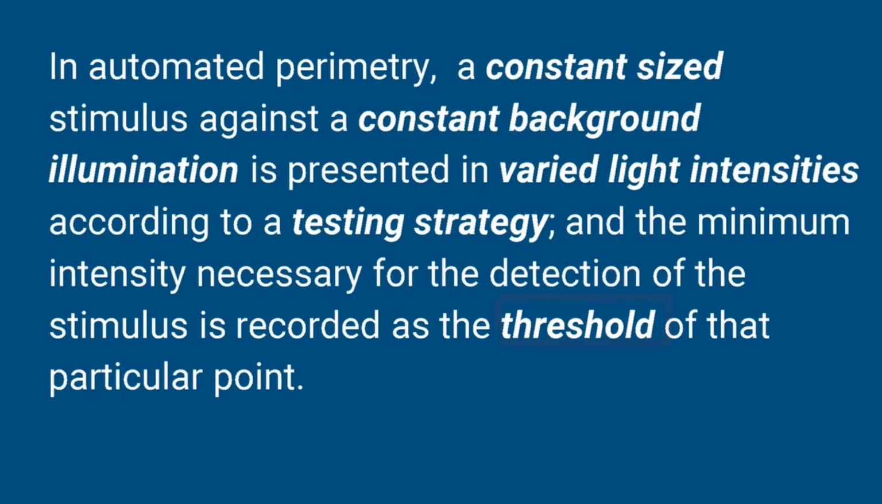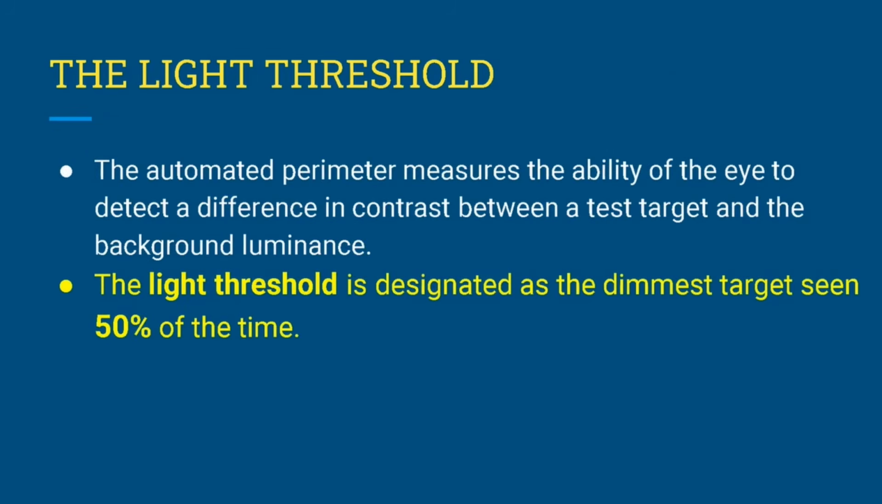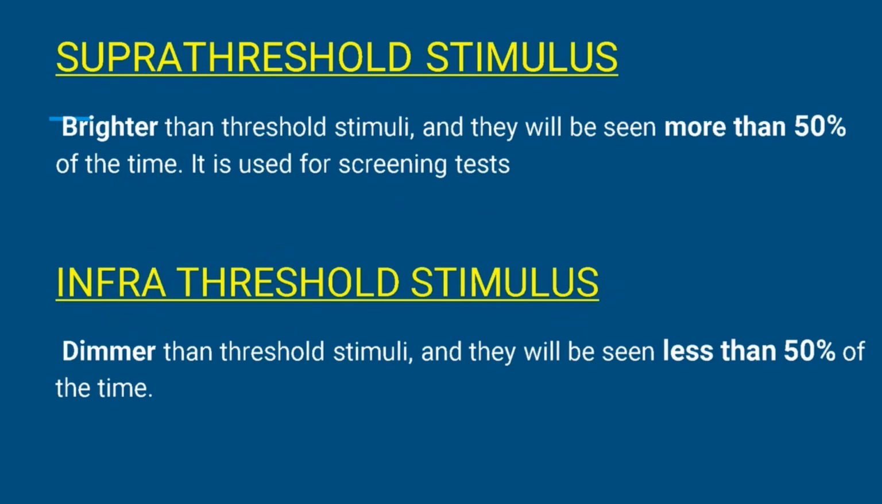Let us talk about the threshold. The light stimulus is defined as the dimmest target seen 50% of the time. A suprathreshold stimulus is brighter than the threshold stimulus and will be seen more than 50% of the time.